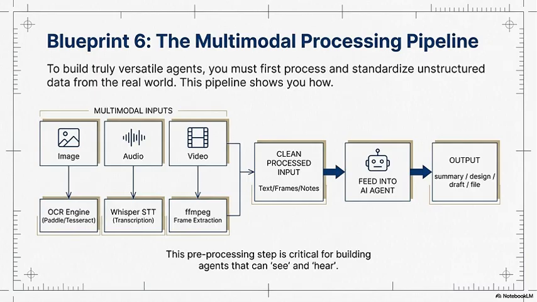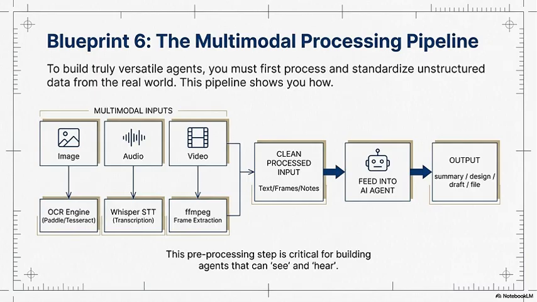Diagram 0.6, the multimodal processing pipeline. This shows how you take something messy like a video and prepare it for an agent. Right. If your agent is going to interact with the real world, it needs senses. This pipeline is how you give it sight and hearing. The ultimate goal is to translate all that raw sensory data into the clean, structured text that the core agent architecture understands. Everything has to become language for the LLM.